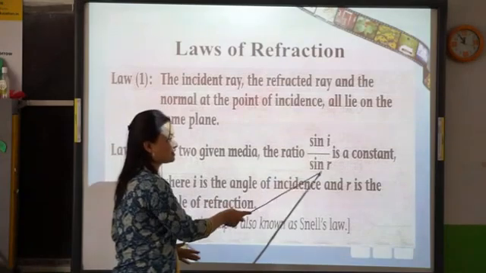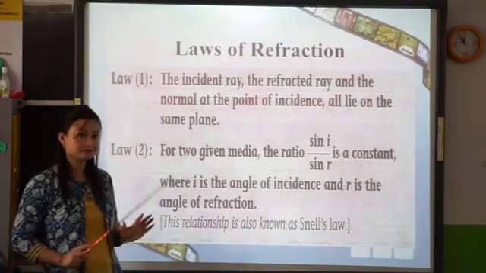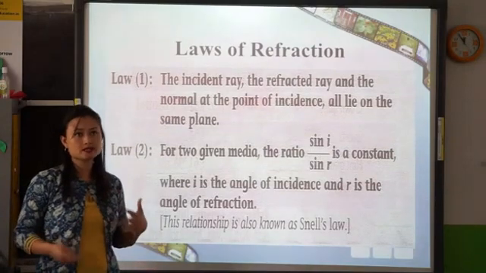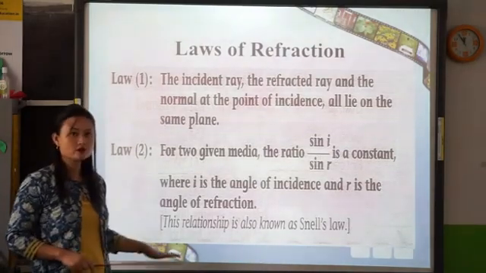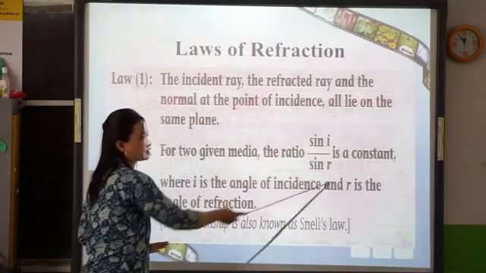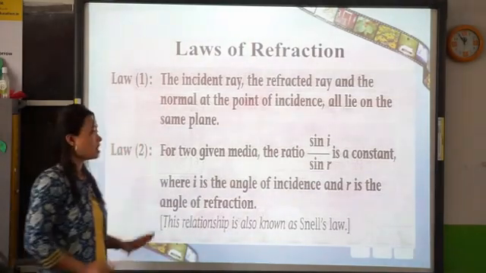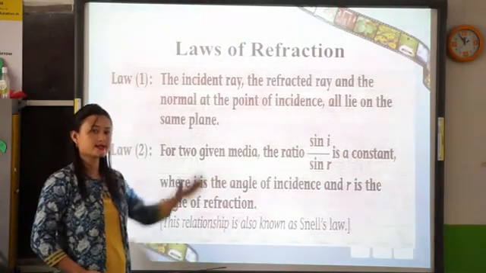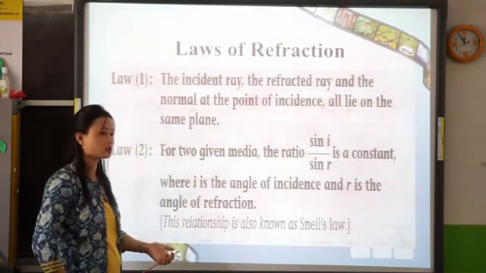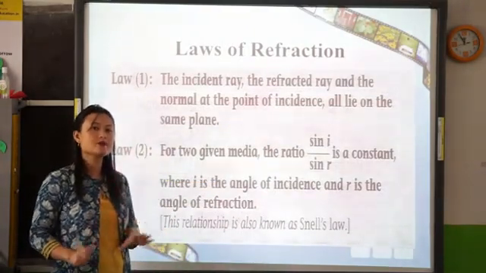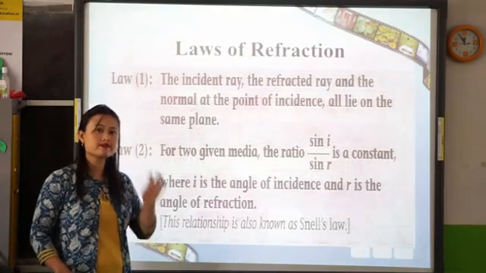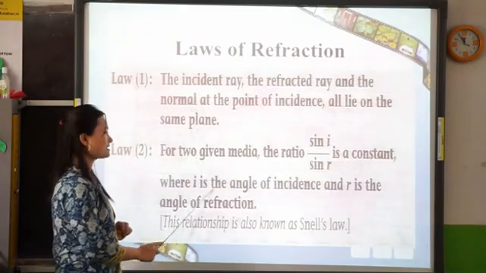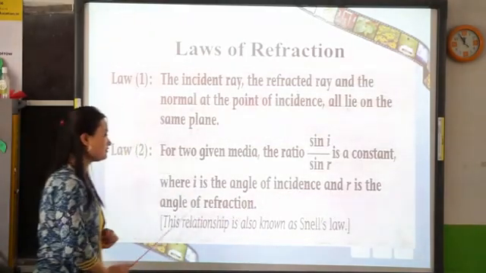Now this sign that we write over here is a trigonometric ratio, which you'll be doing in class 9. As of now, just understand it's a trigonometric term. You just need to understand that if you take the ratio of the sines of the two angles, that is the angle of incidence and the angle of refraction, what will you get? The answer will be a constant. Constant means a fixed value. Where i is the angle of incidence and r is the angle of refraction.